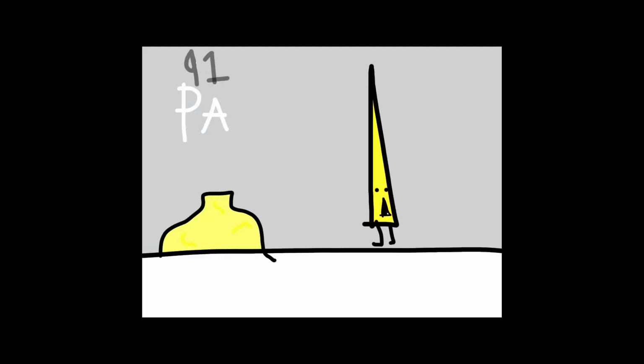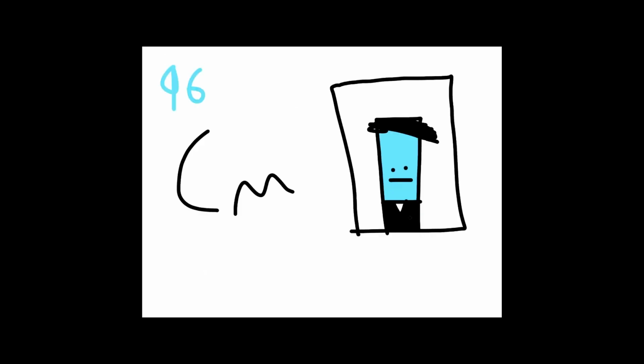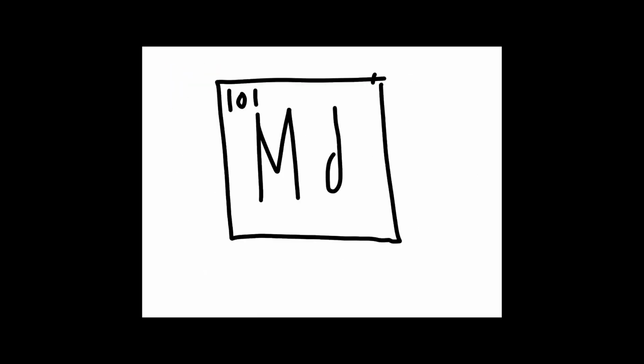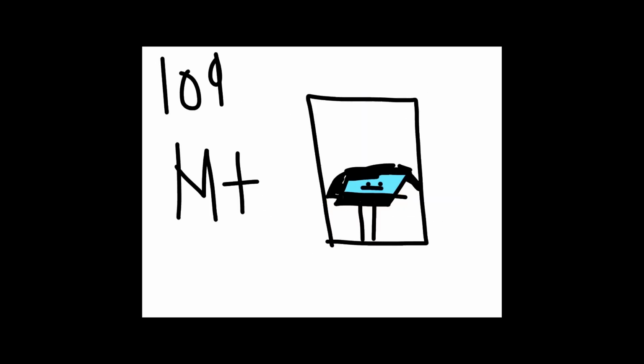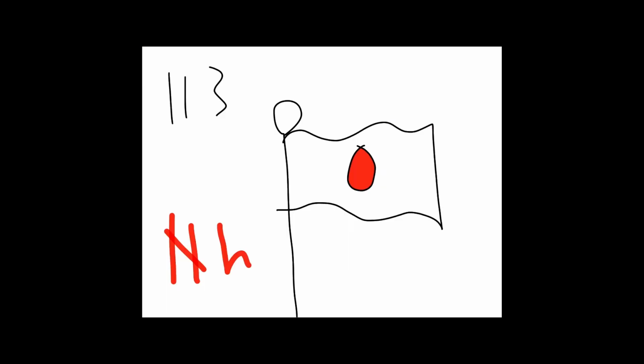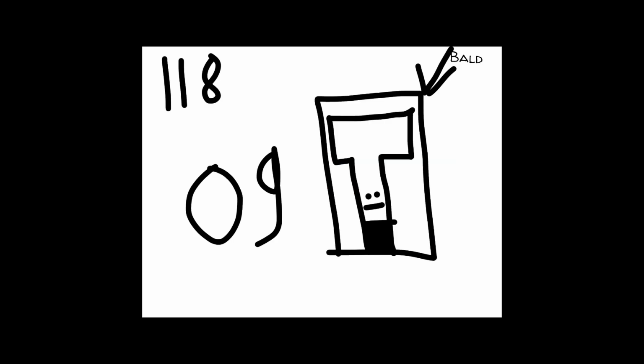Actinium, thorium, protactinium, uranium, neptunium, plutonium, americium, curium, berkelium, californium, einsteinium, fermium, and mendelevium, nobelium, lawrencium, rutherfordium, dubnium, seaborgium, bohrium, hassium, meitnerium, darmstadtium, roentgenium, copernicium, nihonium, flerovium, moscovium, livermorium, tennessine, and oganesson. And then we're done.